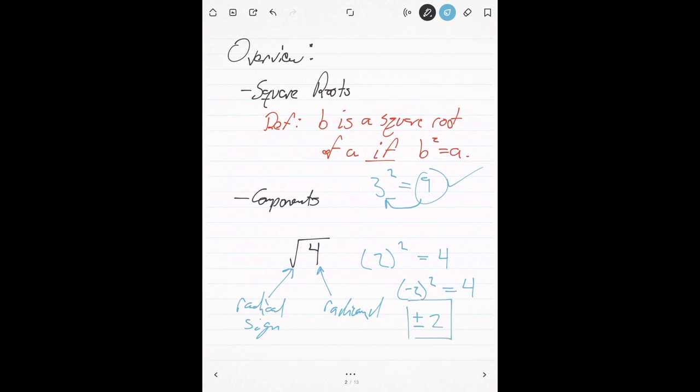Now, in most cases, when you work with solutions, we often just work with the positive version of it. But it's important to remember that there are 2 possible solutions to these square root problems, both a positive and a negative version.